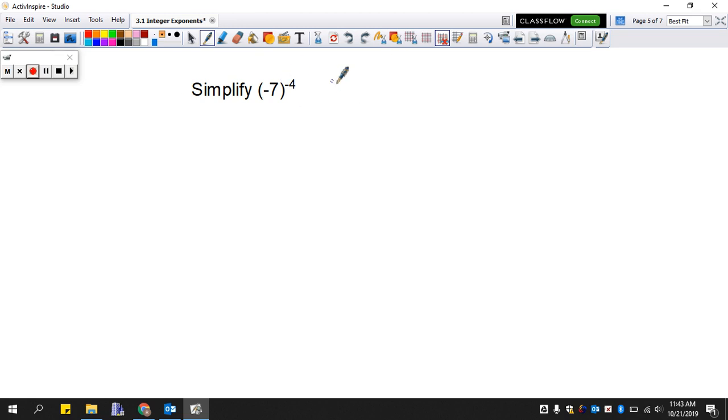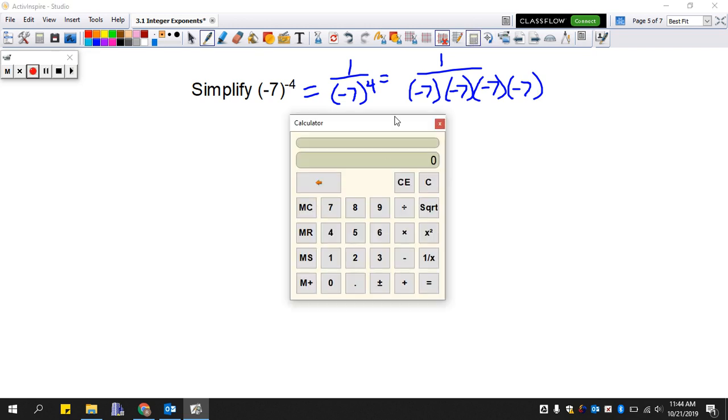Negative 7 to the negative 4, that's equal to 1 over negative 7 to the fourth, which is 1 over negative 7 times negative 7 times negative 7 times negative 7. Okay? And we're going to use a calculator for this.